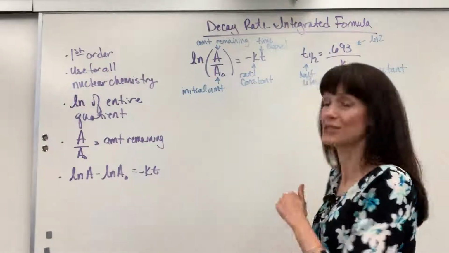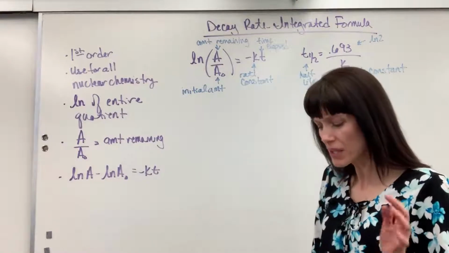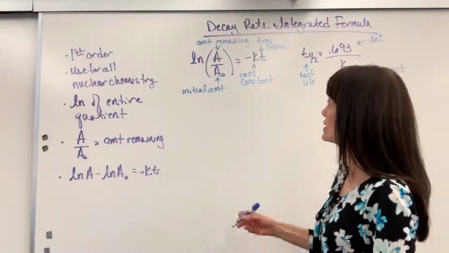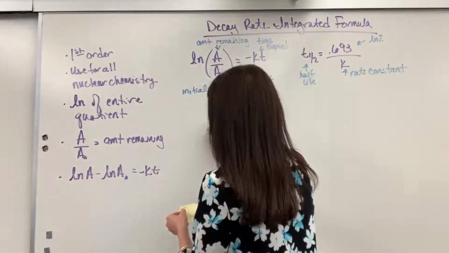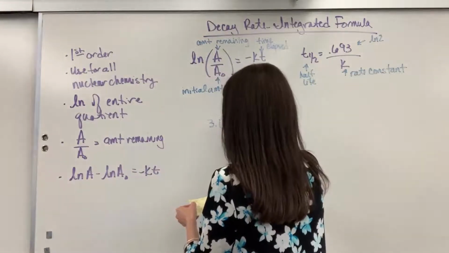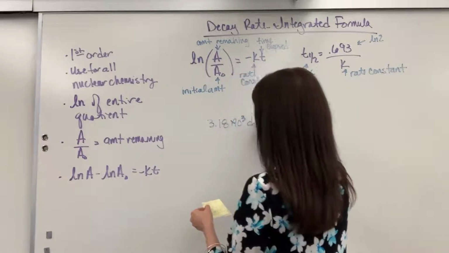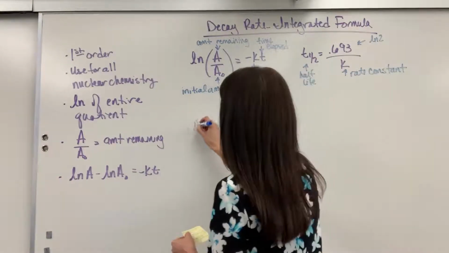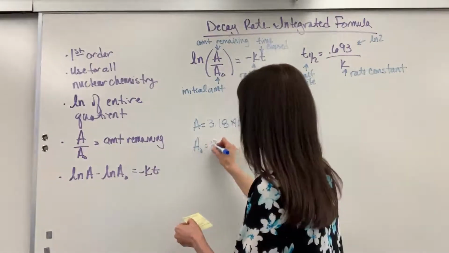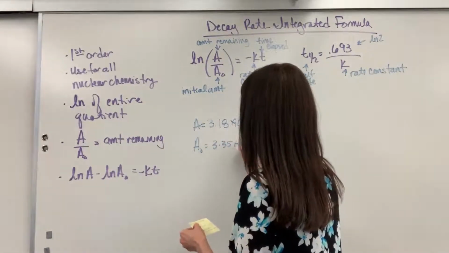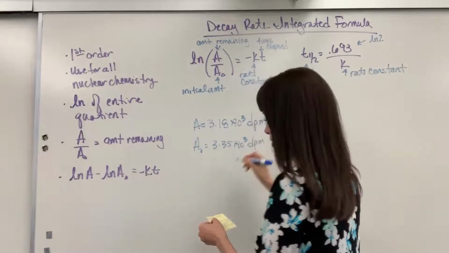Okay, now I've come up with 4 problems that I'd like to do with you to help you practice using this integrated formula. Here's the first question. We are going to have an amount remaining of 3.8 times 10 to the 3 disintegrations per minute. So that's the amount remaining, okay? Our initial amount that we began with was 3.35 times 10 to the 3 disintegrations per minute.